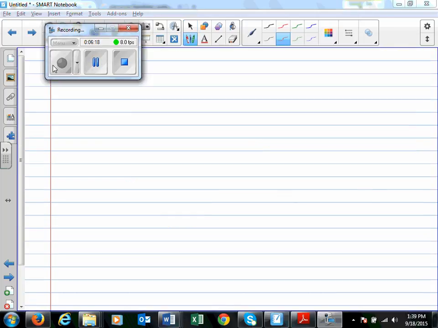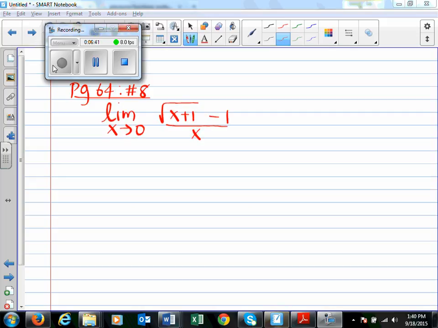Number 8. So page 64, example 8. So this is a limit problem where you have limit x approaching 0. So this is the limit. We need to calculate what the limit is. Now, try.